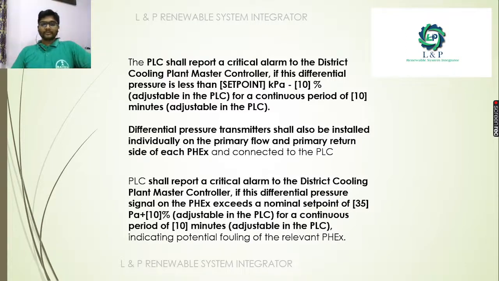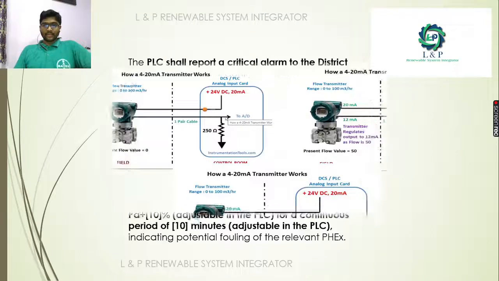As we told earlier, we had already installed differential pressure transmitters both on the primary flow side as well as the primary return side of the heat exchangers, and also on the district cooling plant controller side. If the differential pressure signal exceeds the nominal set point, for example if you are setting a nominal set point of 35 Pascal, and the pressure value exceeds that set point, immediately we have to raise a critical alarm.